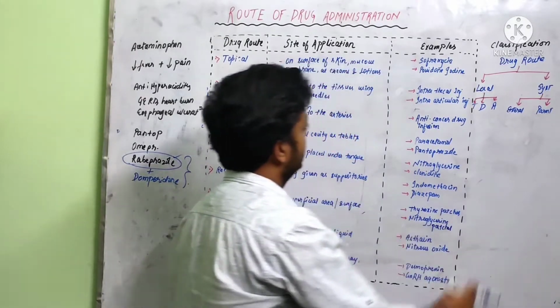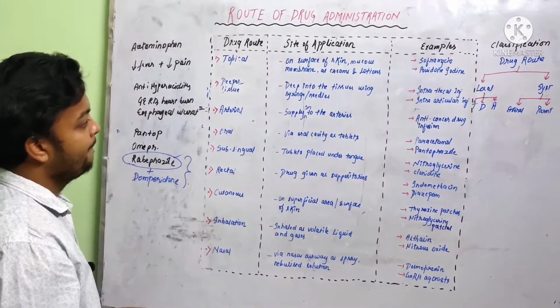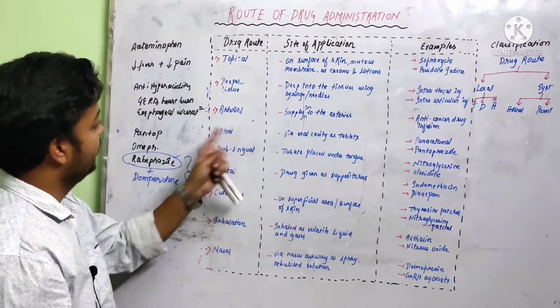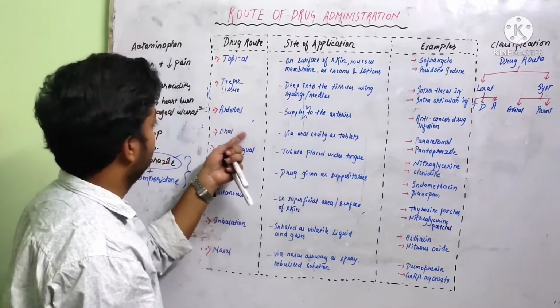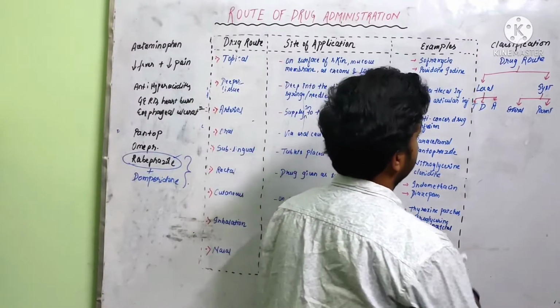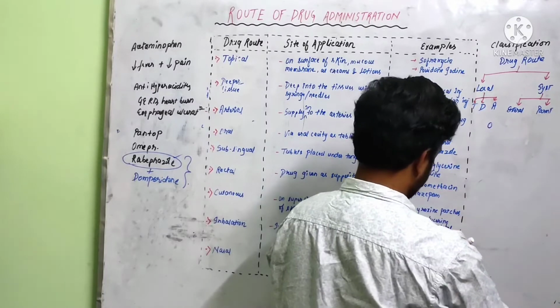Okay. The next we talk about is the sublingual. No, wait, we have missed the oral. In the oral, you see tablets enter the GI tract, so the oral will come under the enteral route. Let's write it down that this will come into the enteral, that is the O.